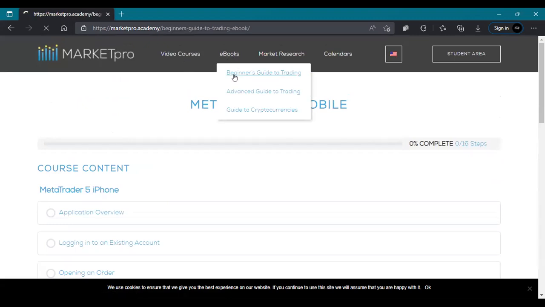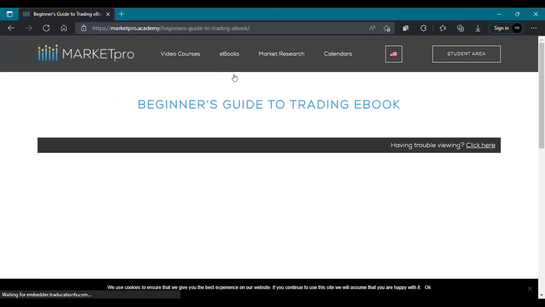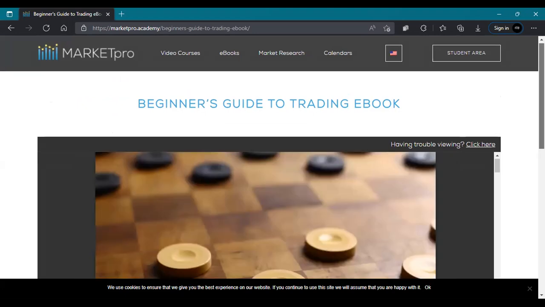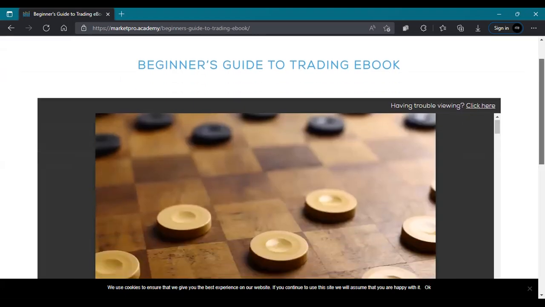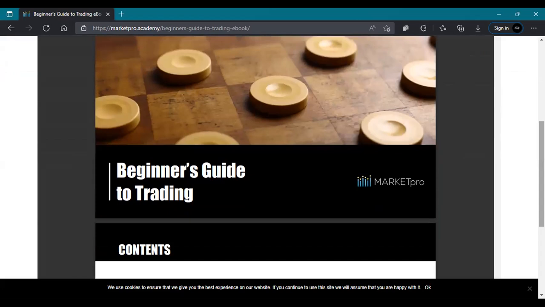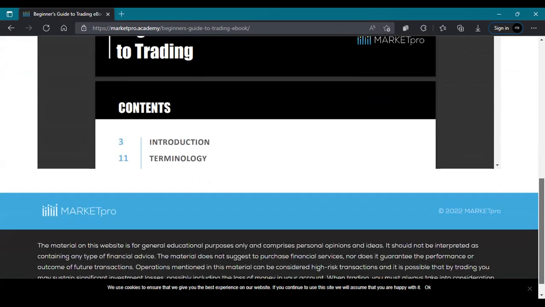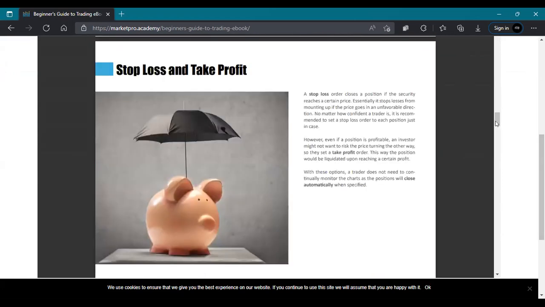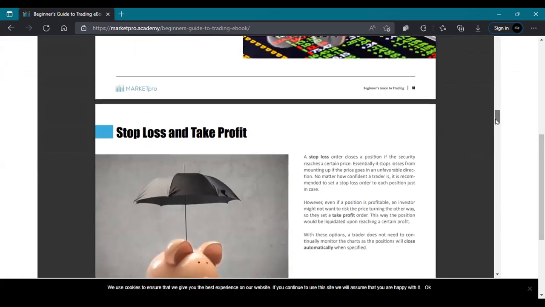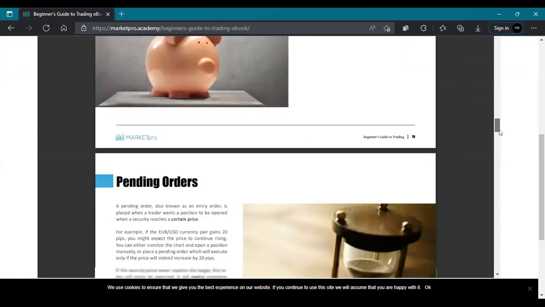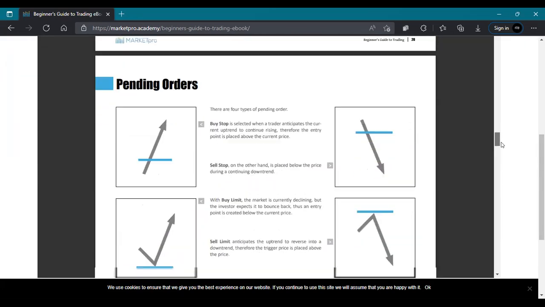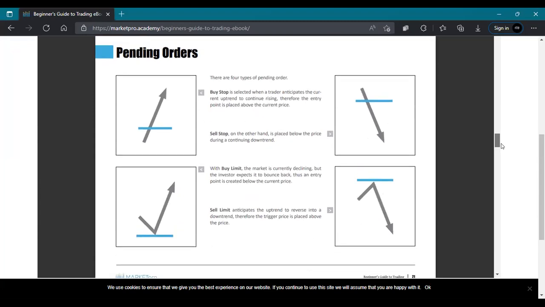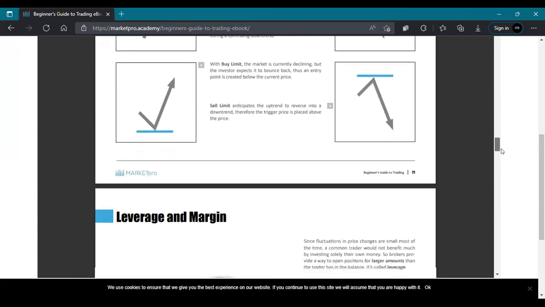The Beginner's Guide to Trading is also here. So if you prefer reading instead of watching videos, you can equally come here and have a lot of information. Stop loss, what's take profit, pending orders, every single thing is here. Buy stop, buy limits, sell limits, all that information is already here.